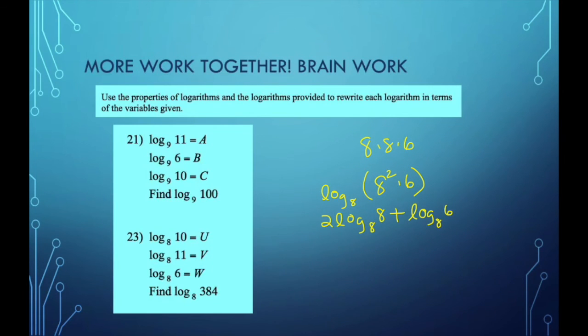Log the 8 6 plus is W. So this becomes 2 plus W. Okay. The trick on this one was figuring out what in the world is 384. So you just got to play around for a while with the 8, with the 6, with 11, with a 10, and all that stuff.